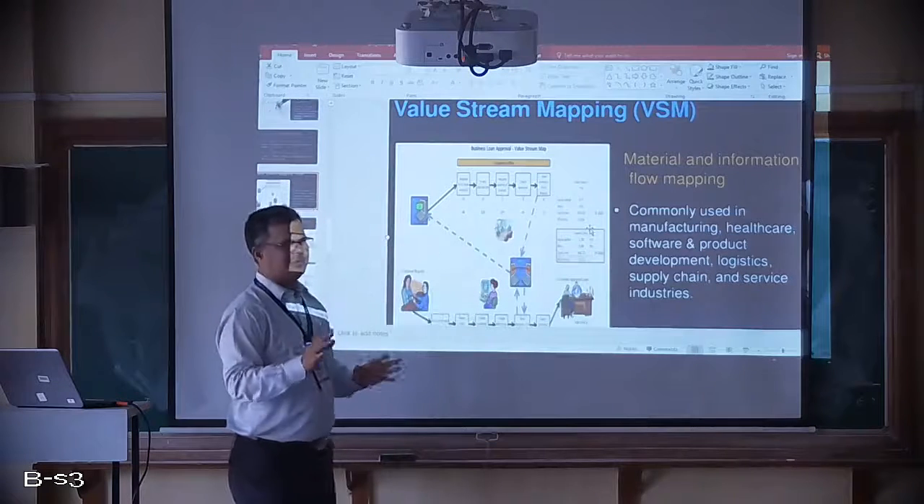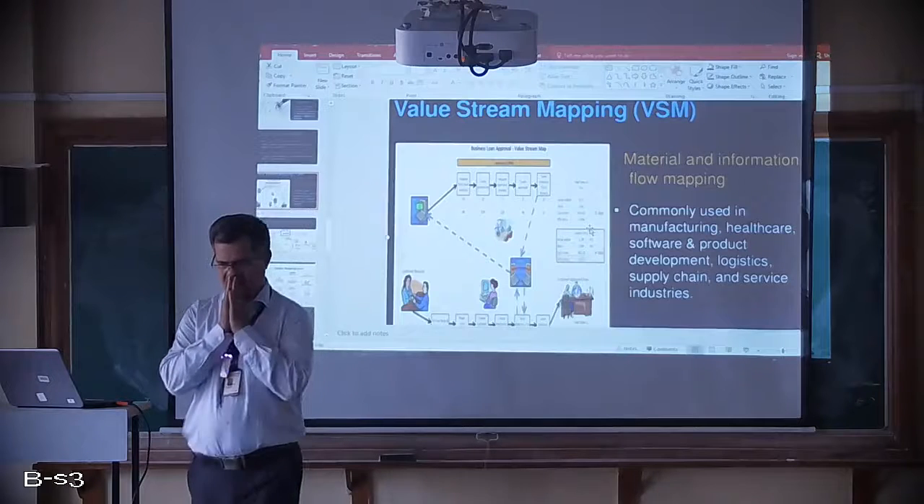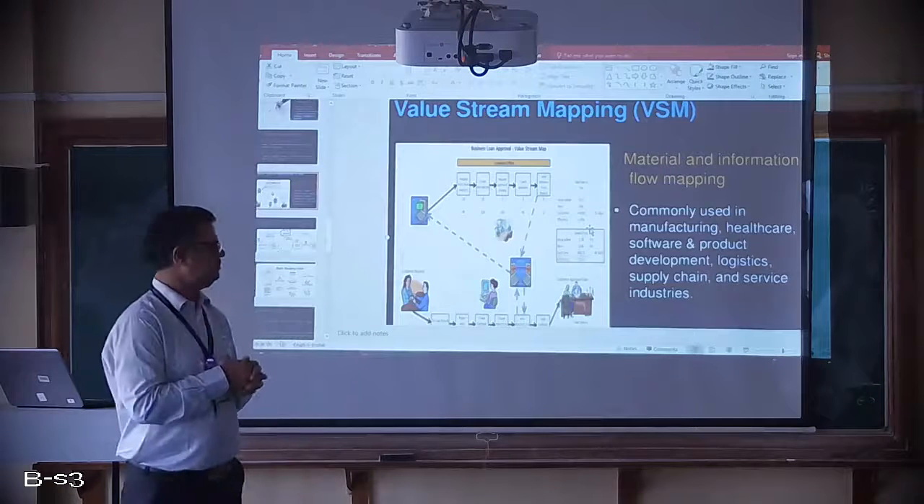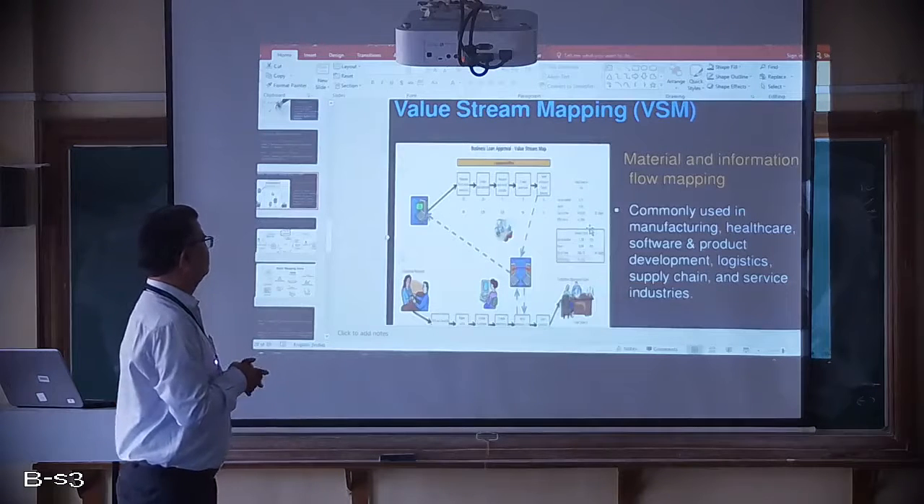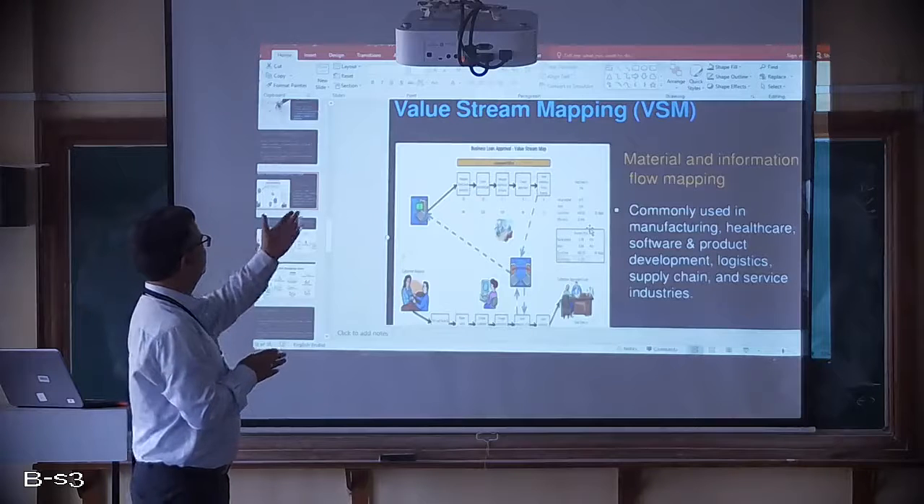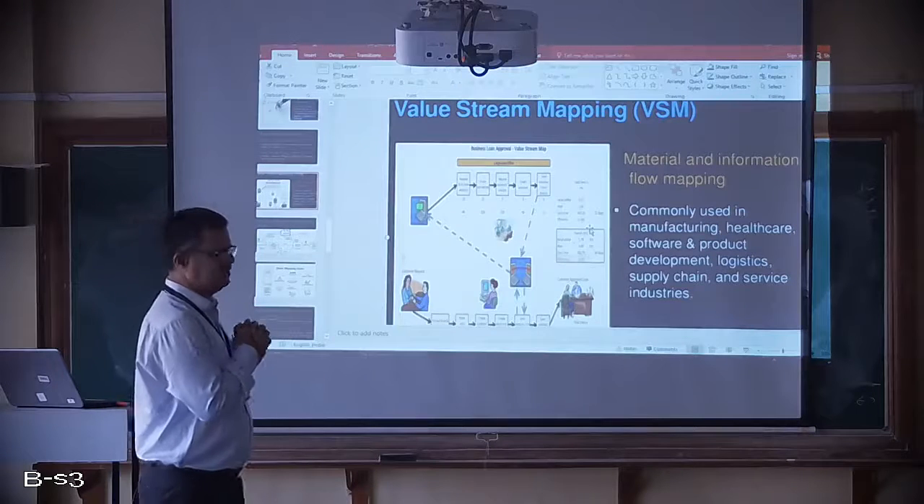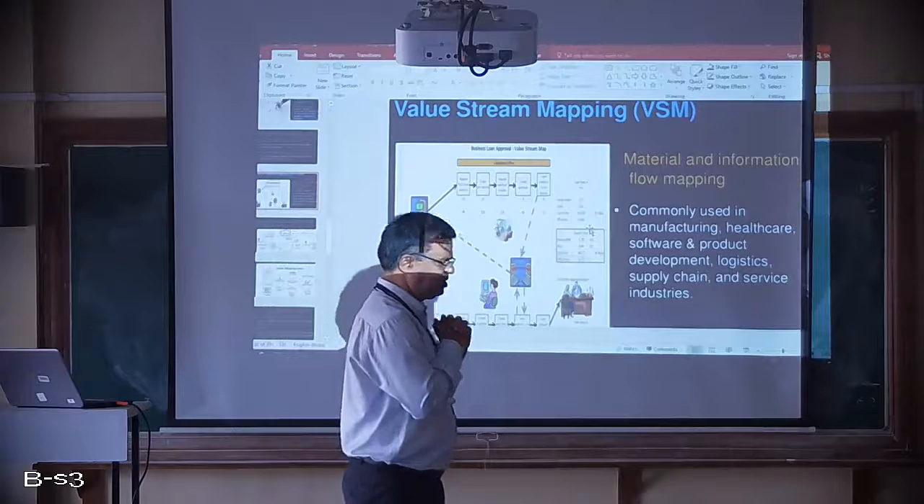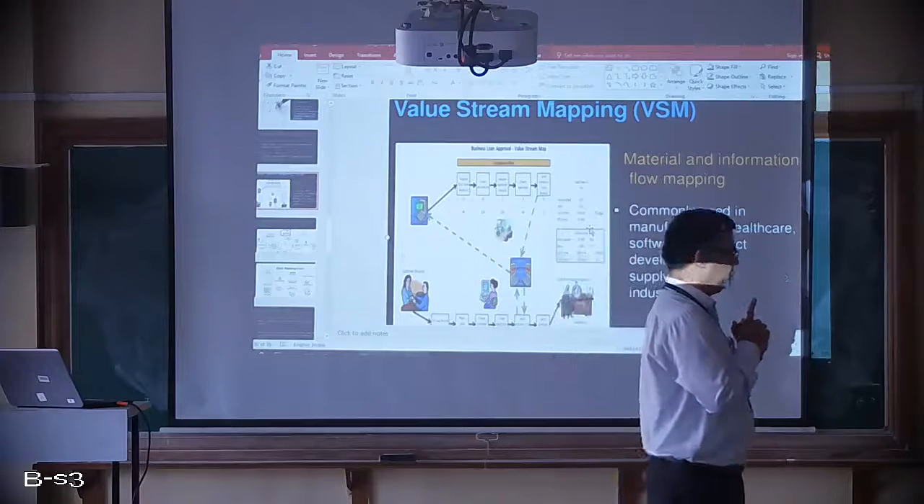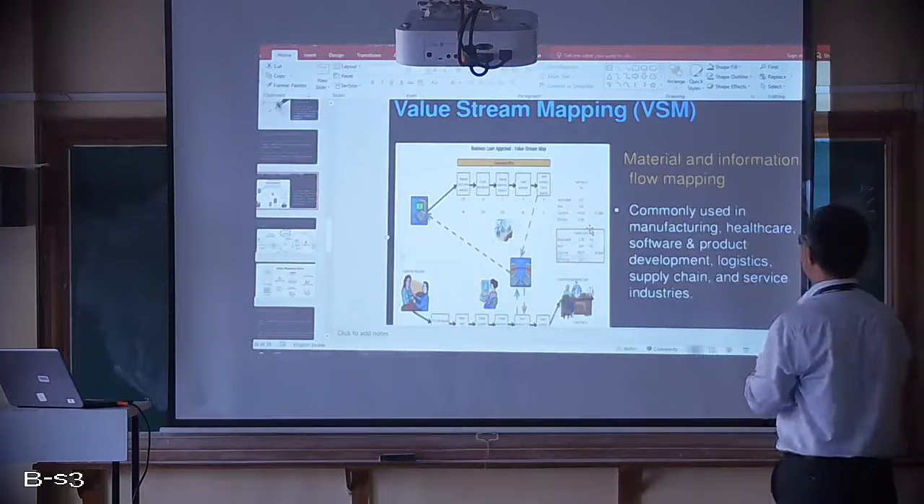Okay, that's typically a small example of how value stream mapping works. You can say value mapping, material and information flow mapping. So in value stream mapping, we are going to map two things: one is the material and the second is information.